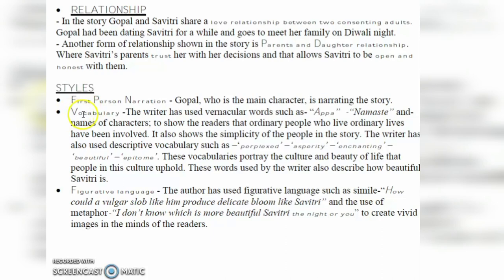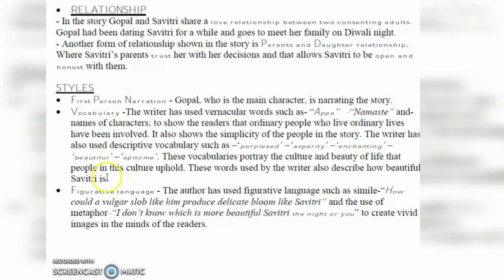Next style is vocabulary. Now the writer has used vernacular words such as appa, namaste, and names of characters to show the readers that ordinary people who live ordinary lives have been involved. And it also shows the simplicity of the people in the story. The writer has also used descriptive vocabulary such as perplexed, asperity, enchanting, beautiful, epitome. These vocabularies portray the culture and beauty of life that people in this culture hold. These words used by the writer also describe how beautiful Savitri is. So those are the vocabulary or the words that are used.